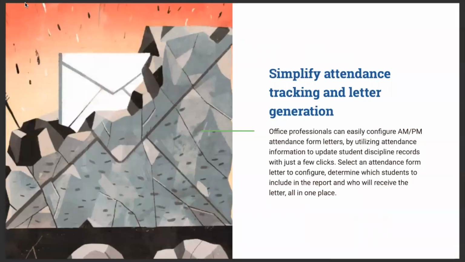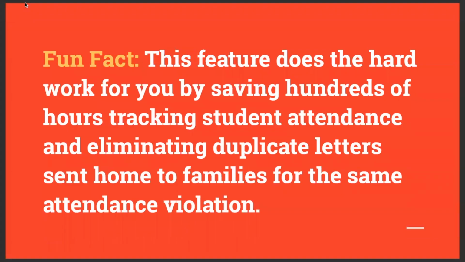So office professionals can easily configure AM/PM attendance form letters by utilizing attendance information to update student discipline records with just a few clicks. Select an attendance form letter to configure, determine which students to include in the report and who will receive the letter all in one place. So fun fact, this feature does the hard work for you by saving hundreds of hours tracking student attendance and eliminating duplicate letters sent home to families for the same attendance violation.